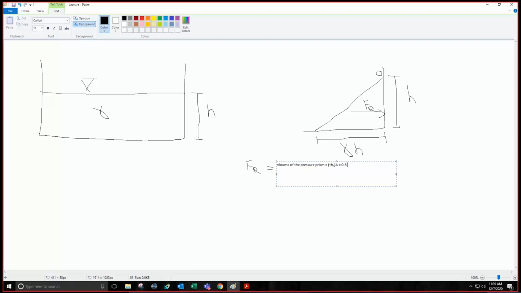That is equal to basically 0.5 of the base, which is this gamma H, into again H, which is the height, and into the thickness, which is B. ठीक है? So B into H is area and 0.5 of H is Hc.